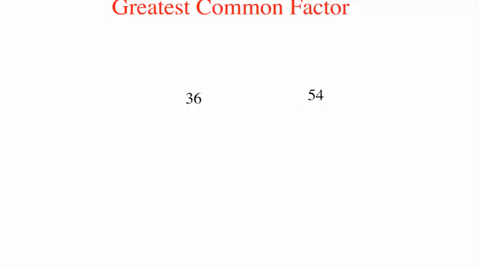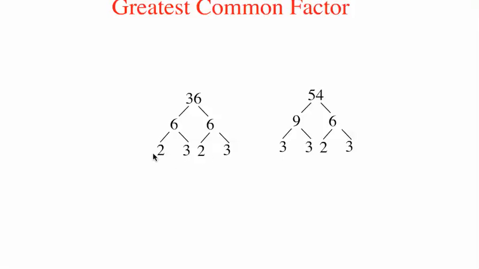Then the circling business happens. What I do is I look for common primes. Is a 2 common? There's a 2 here and there's a 2 here, so 2's are common, so I circle a 2 in each case. Is there a 3 common? Yes, so I circle them. Is there another 2 common? No, but there's another 3 common, so I circle those.